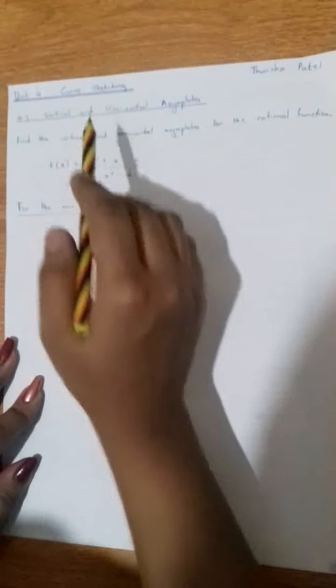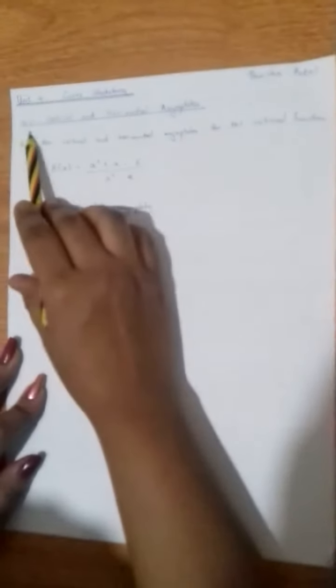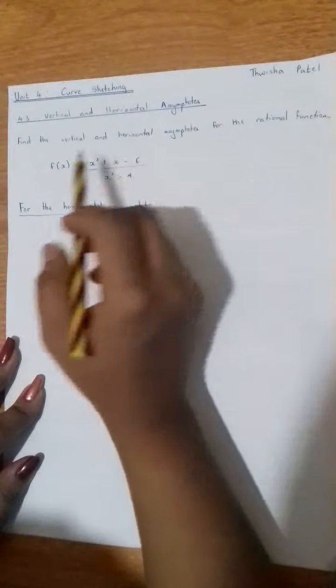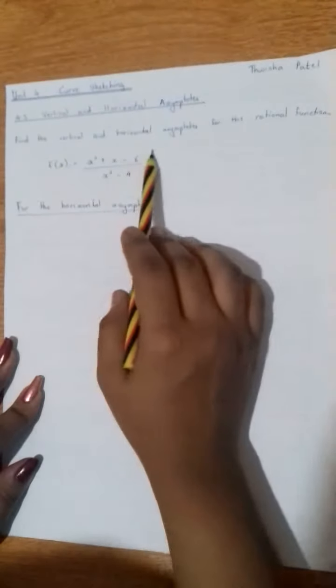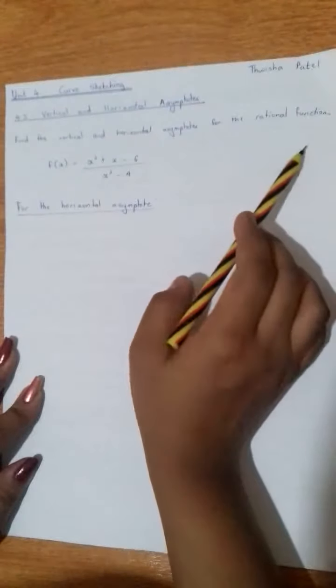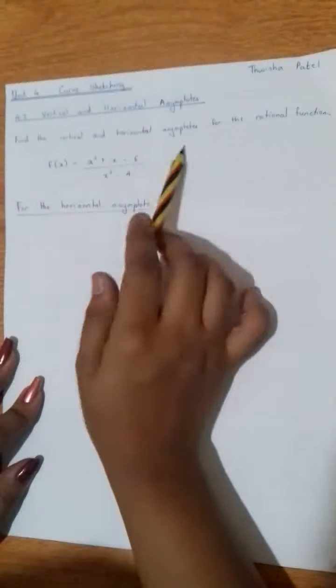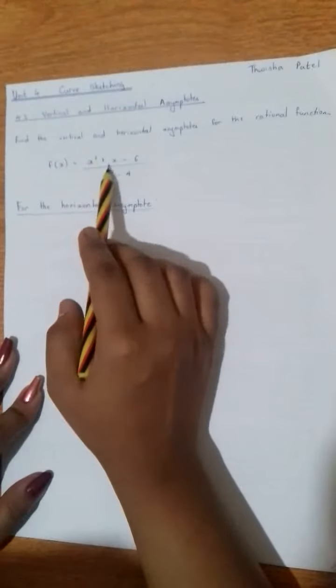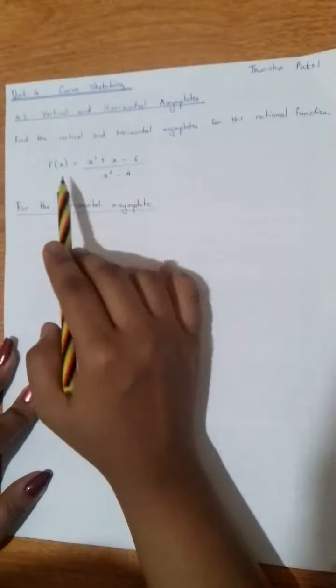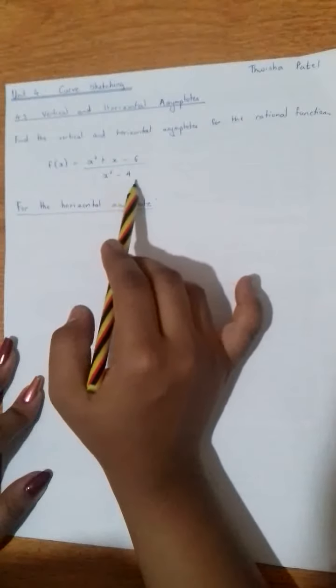So this is Unit 4, which is curve sketching, and I chose the topic 4.3, which is vertical and horizontal asymptotes. Here we're going to find the vertical and horizontal asymptotes of a rational function. I've picked out a rational function: f of x is equal to x squared plus x minus 6 divided by x squared minus 4.